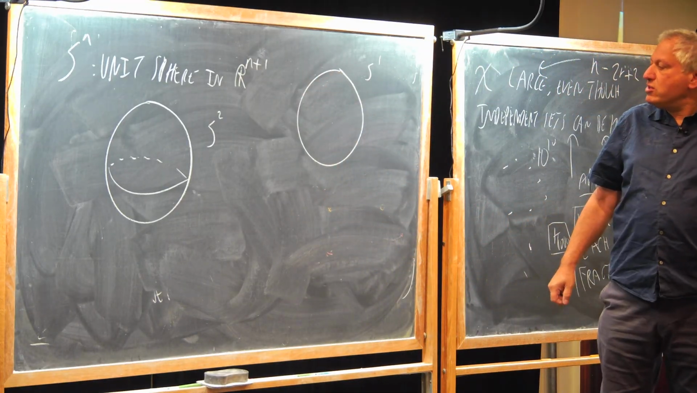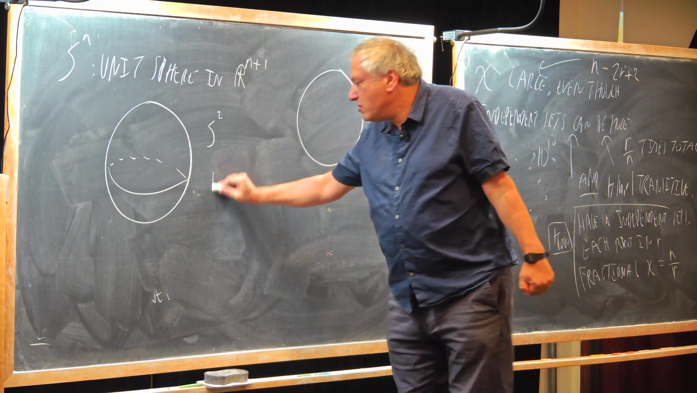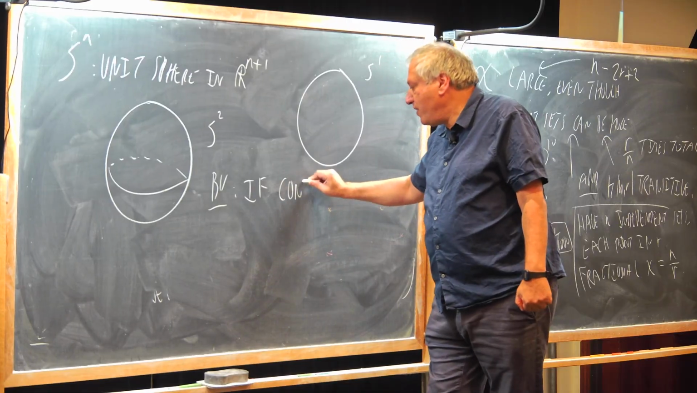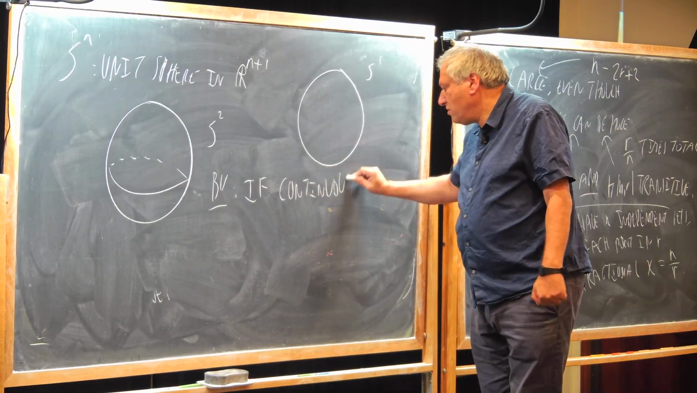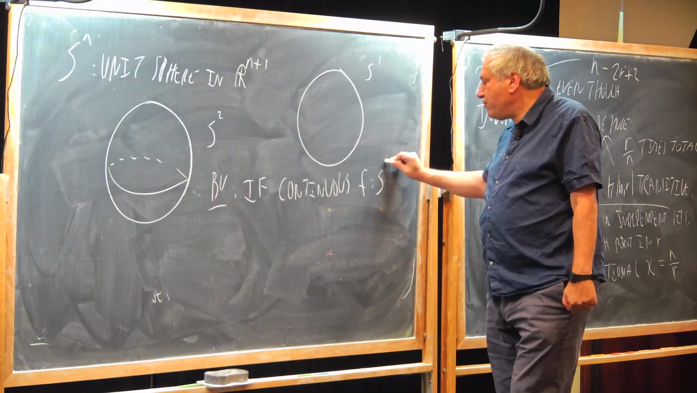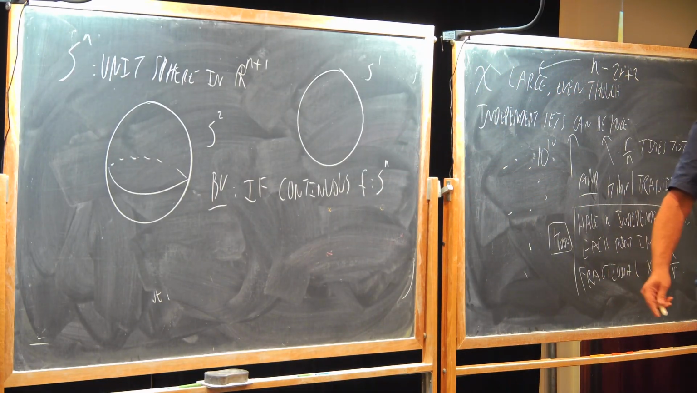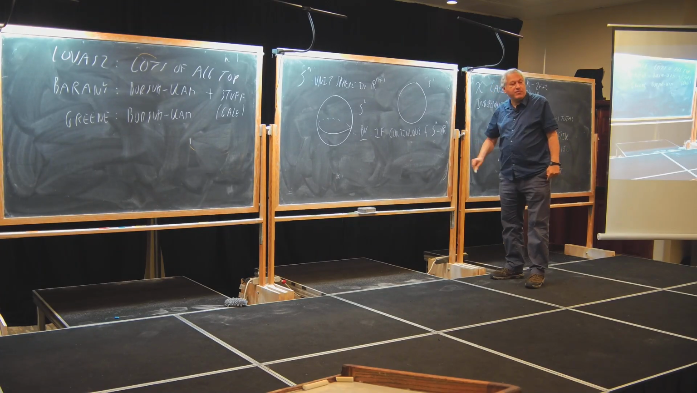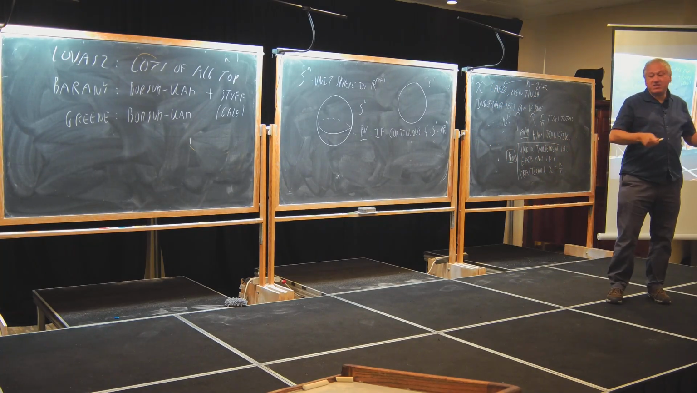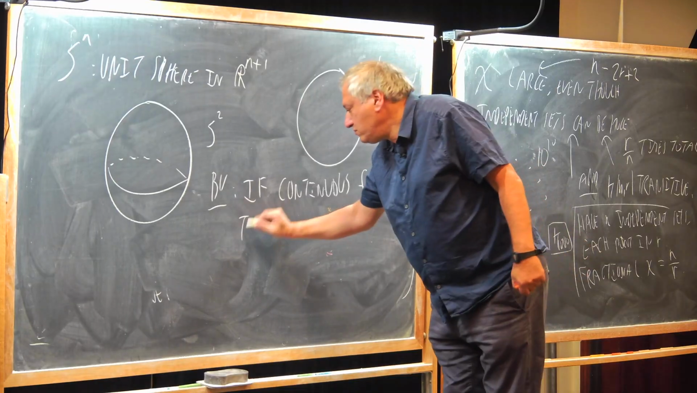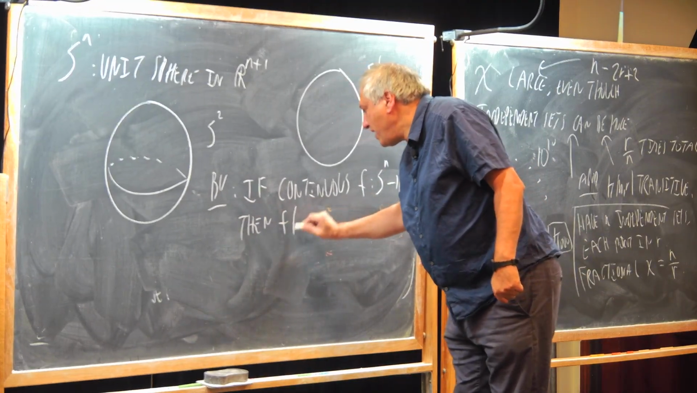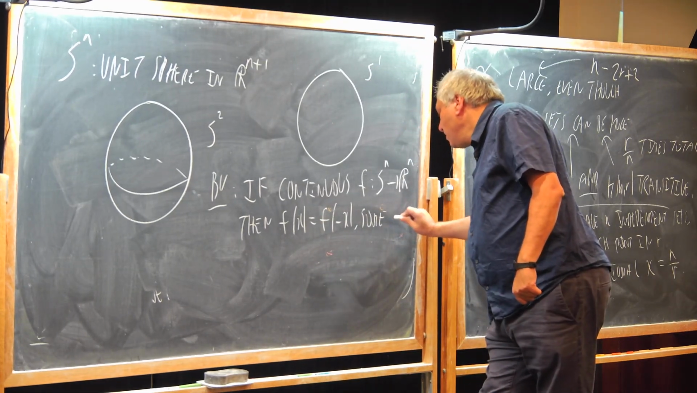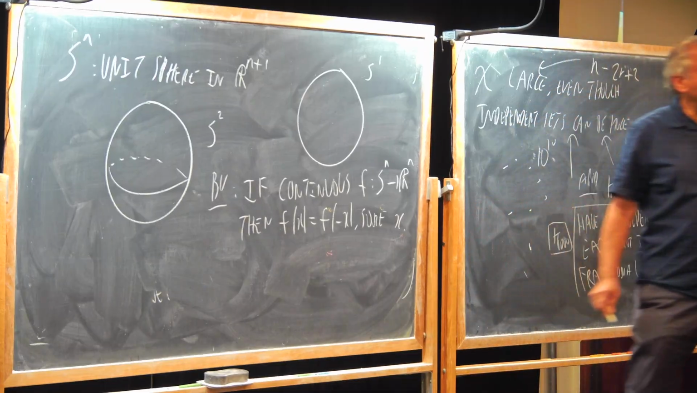Okay. And what Borsuk says, if you have a continuous function f which goes from Sn down into one dimension, down into R to the n, then there are two opposite points taking the same value. Then f of x is f of minus x for some x. So let's think what this is saying.